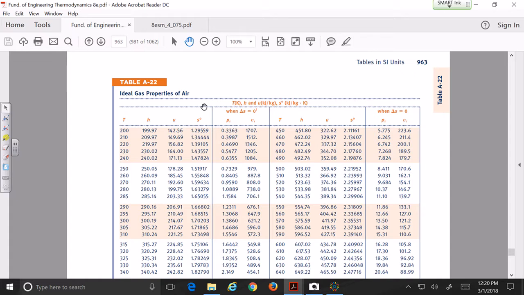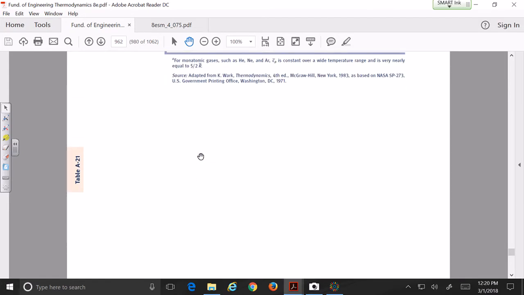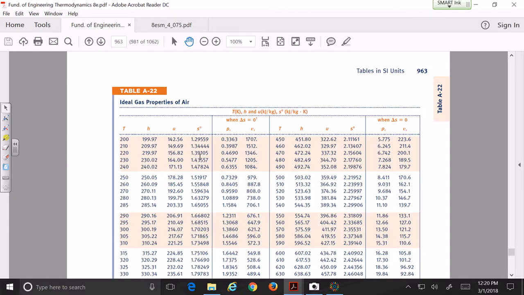So here they are doing an assumption. Let's see what they're doing. Over here, what is the temperature at 1? 305. So what should be the H? Let's say from table 822, at T equals 305 Kelvin, we have H1 equal to 305.22.